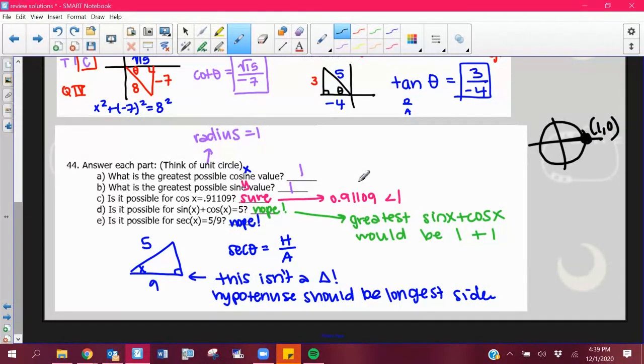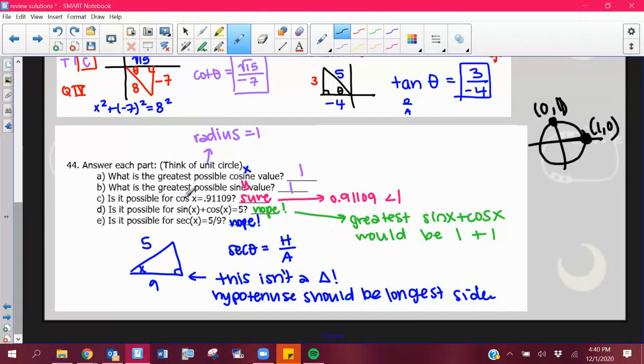What's the greatest possible sine value? Well, same deal. Sine is y. It goes all the way up to the top of the circle. That's just 1. Oops. So the most negative value would be -1. So again, the biggest value for cosine is 1. The biggest value for sine is 1.